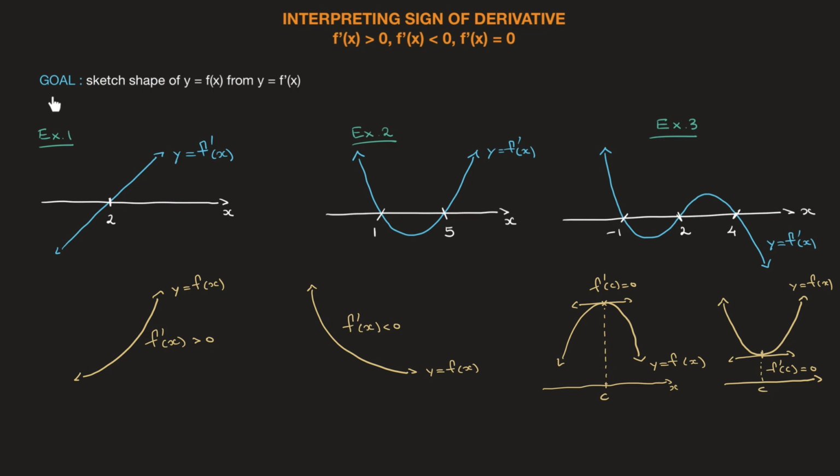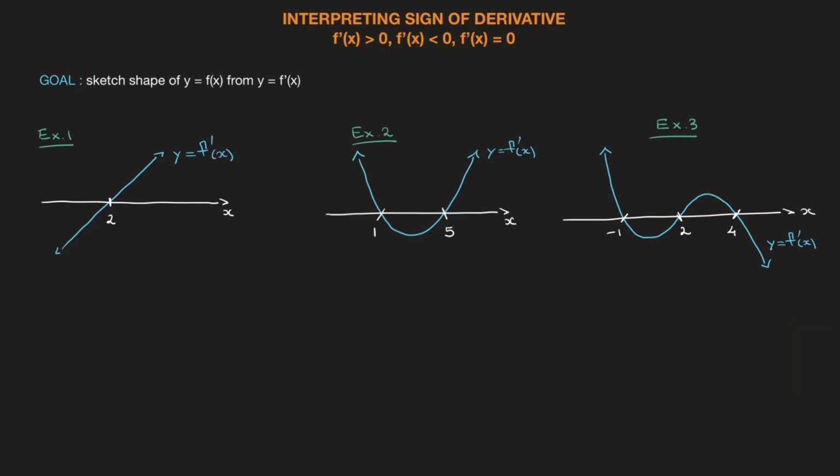Here though, our goal is to sketch the shape of y equals f of x from the graph of y equals f dash of x. And while we're at it, we'll also use the results we get to state the intervals over which f of x is increasing or decreasing, as well as any value of x at which it has a stationary point.